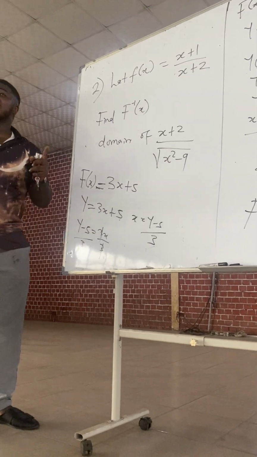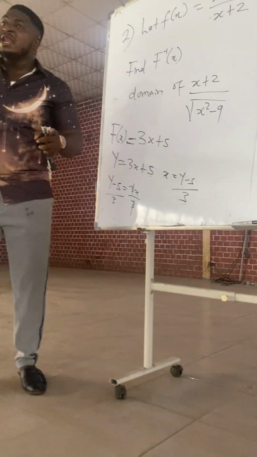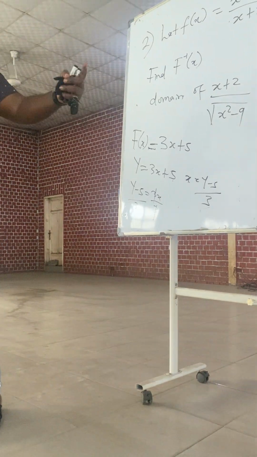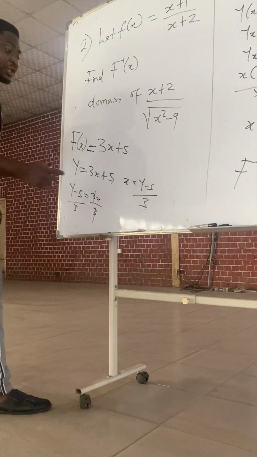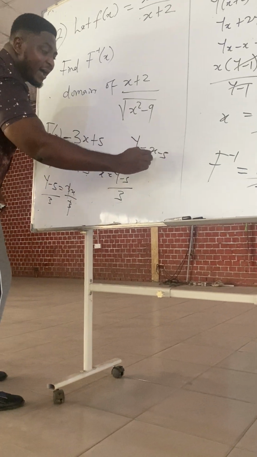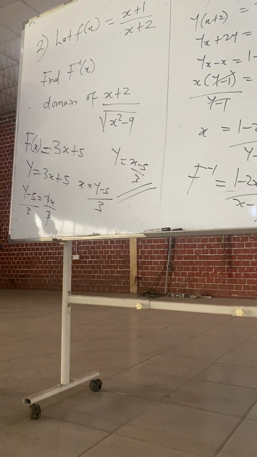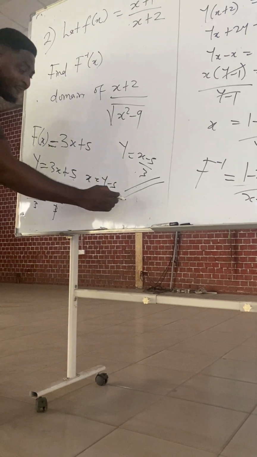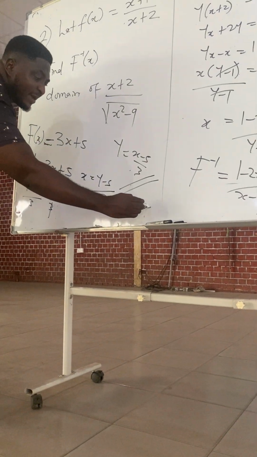Step 3 now says interchange the position of x and y. What does that mean? Anywhere you see x, put y. Anywhere you see y, put x. So instead of x equals y minus 5 over 3, it will be y equals x minus 5 over 3. Once you have done this, this is the inverse of the function. You can now say therefore f inverse of x equals x minus 5 all over 3.